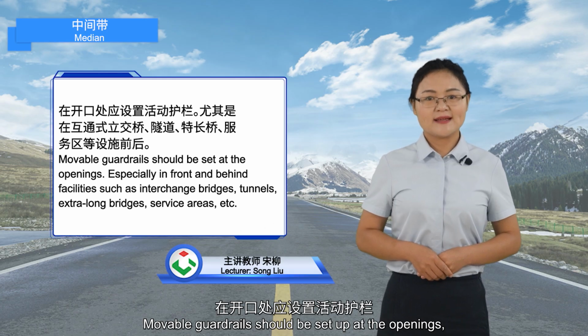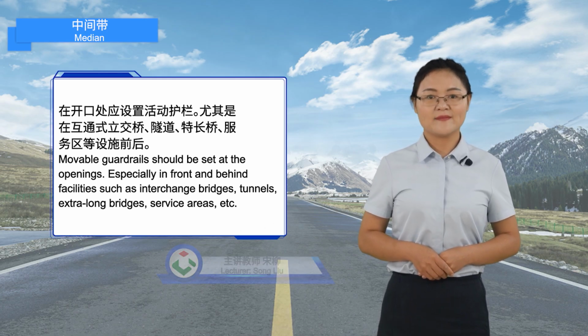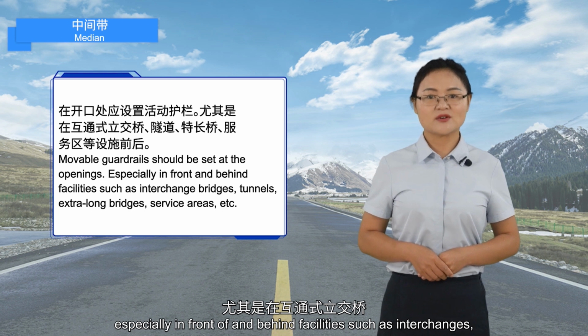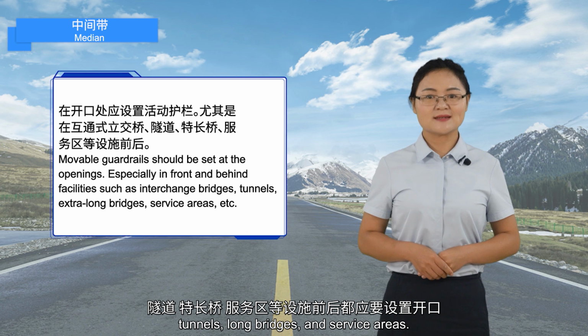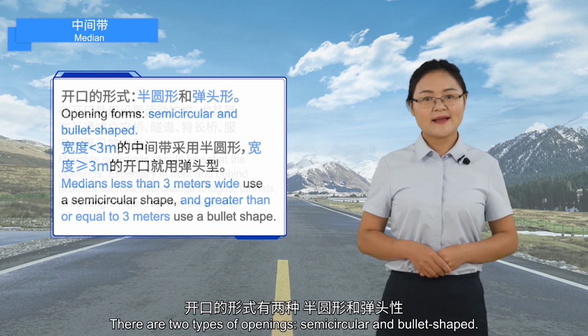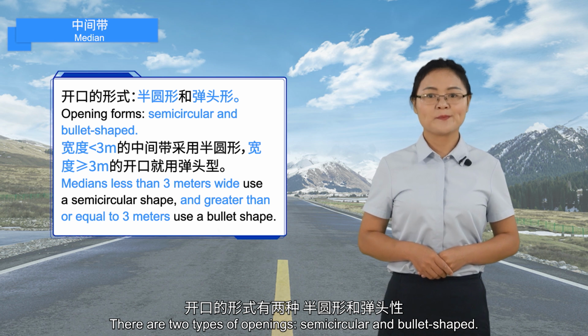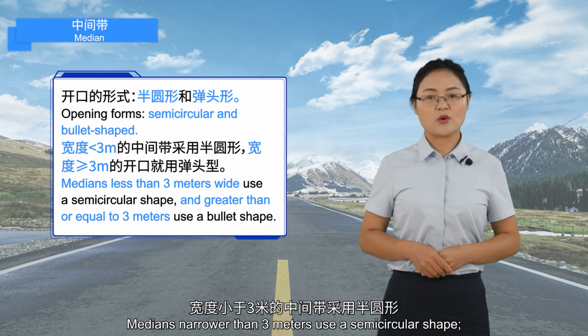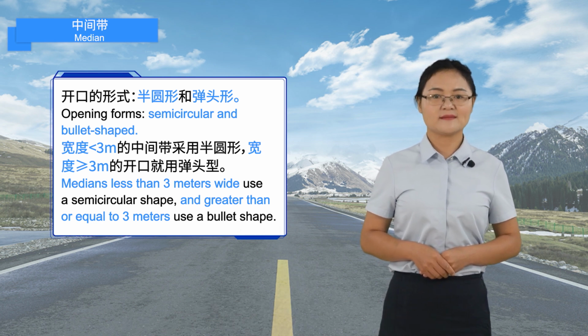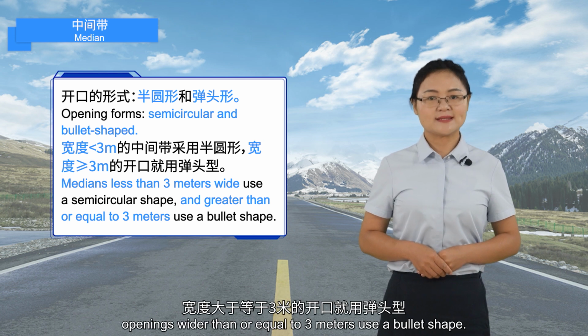Movable guardrails should be set up at the openings, especially in front of and behind facilities such as interchanges, tunnels, long bridges, and service areas. There are 2 types of openings: semicircular and bullet-shaped. Medians narrower than 3 meters use a semicircular shape. Openings wider than or equal to 3 meters use a bullet shape.